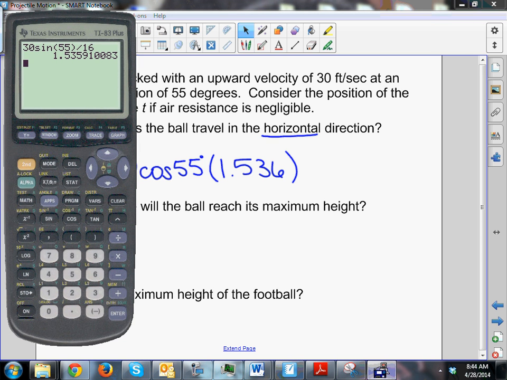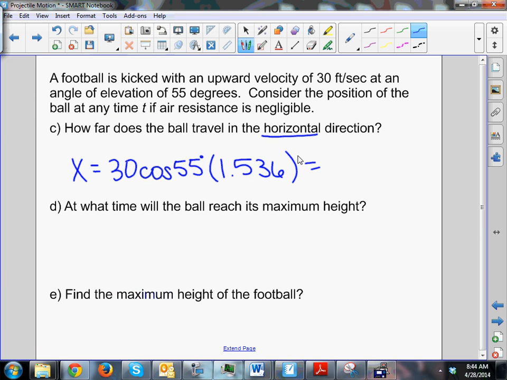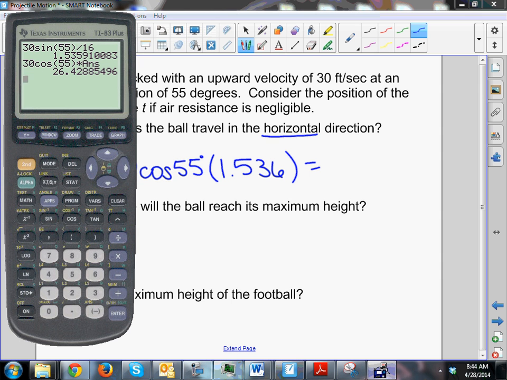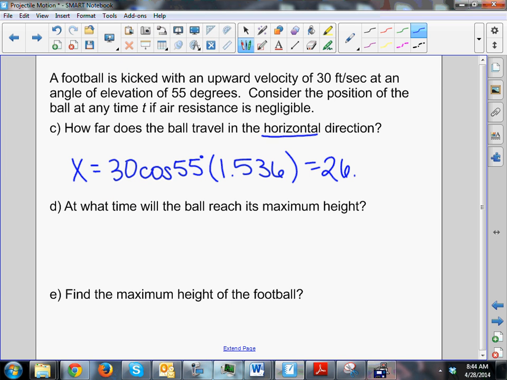So, okay, now this is what I want you to do with your calculator. Okay? You do not clear this out. Okay? Right. So x is 30 times the cosine of 55 times 1.536. To get an accurate answer, just push second answer and it's going to bring that back up. Oh, shoot. I didn't look at it. 26.429. And what is our label?